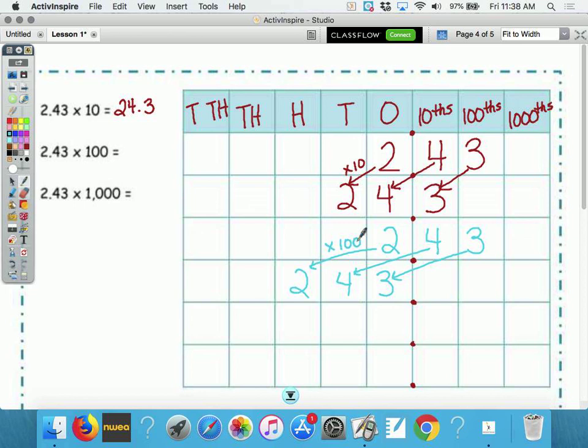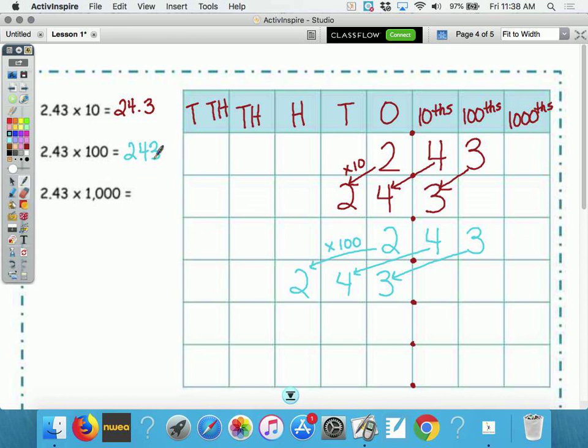Now my answer is 243 decimal. Do I need to write the decimal there? No. How do you say that number? 243. You're right. No, just 243. It seems simple, doesn't it?